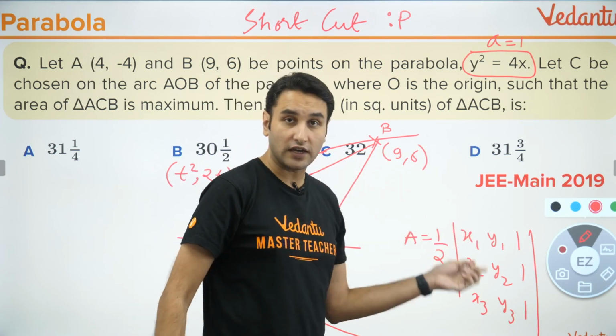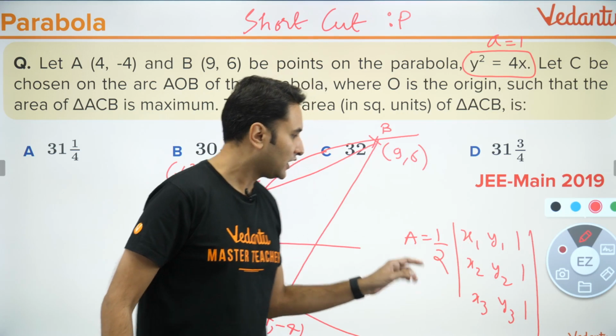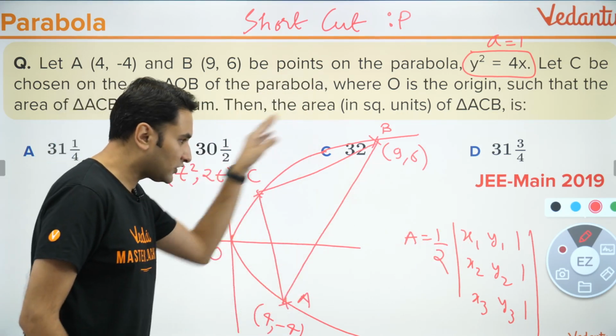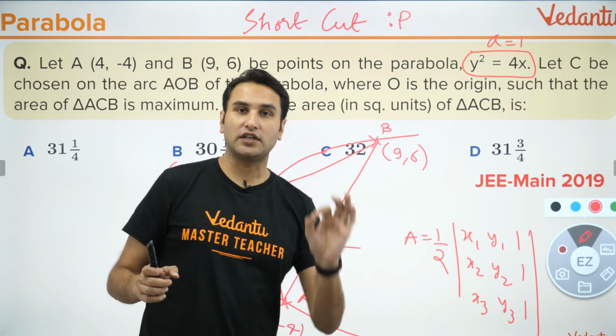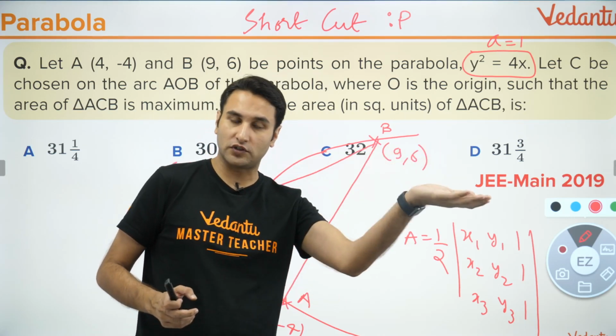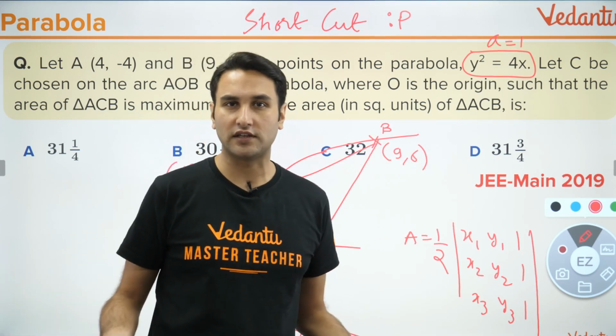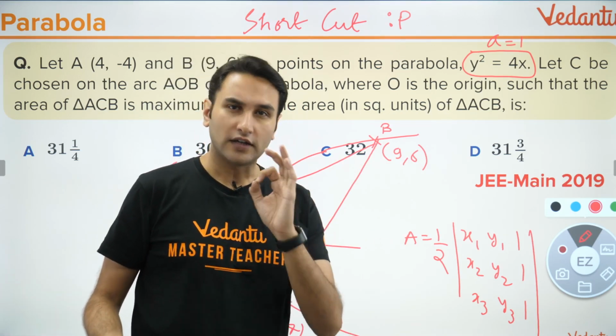This was the area I told you in the chapter of straight lines two classes back. If you write down the area of the triangle, you get an equation in the form of t. You differentiate that, make it equal to 0 to find maxima and minima. But what if I say it isn't required? I'll tell you a trick.